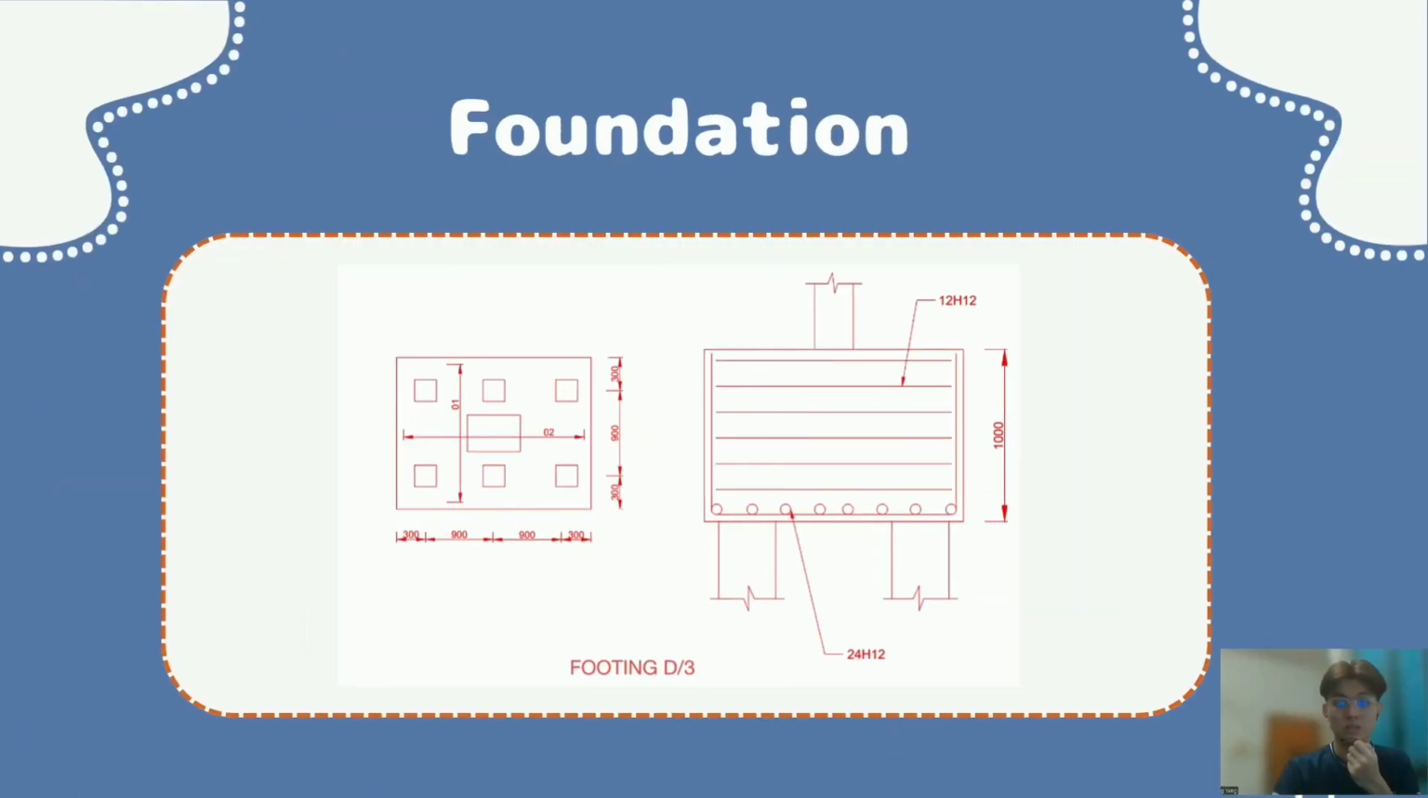As you can see, this is the detailing for the footing D/3. The transverse bar will be using 24H12 as the reinforcement, and the longitudinal bar will be using 12H12 as the reinforcement.